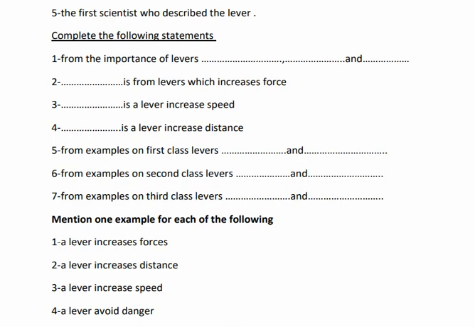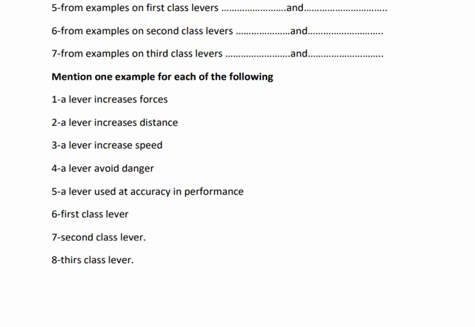Mention one example for each of the following. A lever that increases force: crowbar. A lever that increases distance: the answer is manual broom. A lever that increases speed: the answer is hockey bat. A lever that avoids dangers: the answer is coal holder. A lever used for accuracy in performance: the answer is tweezer. First class lever: hammer. Second class lever: nutcracker. Third class lever: coal holder.